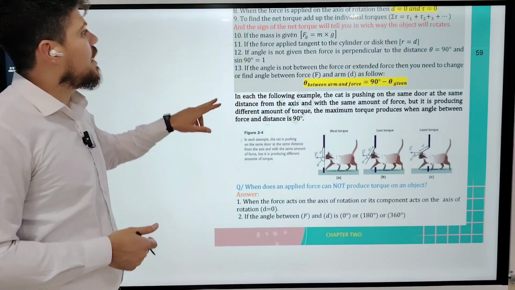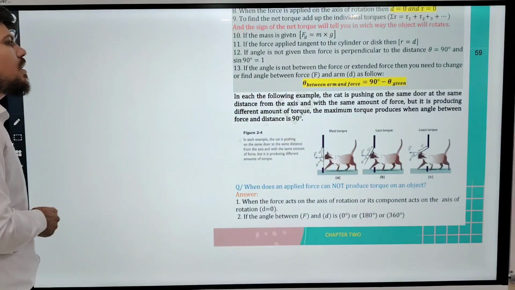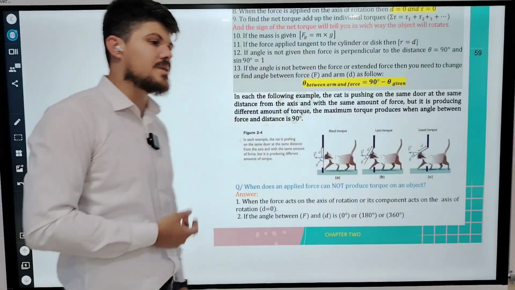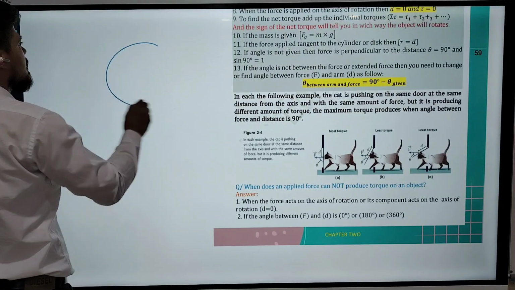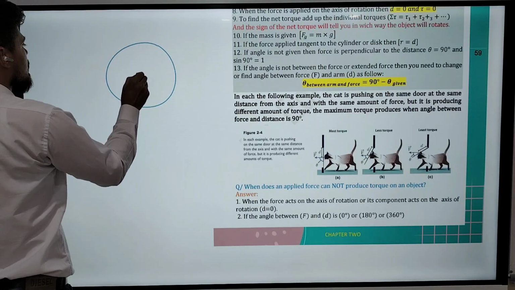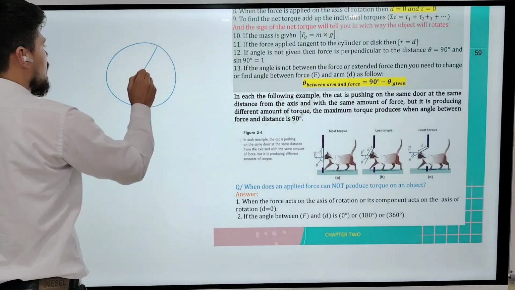Okay, if the force is applied tangent to the cylinder or disc, in that case R, which is equal to the radius of the cylinder or disc, is equal to the distance. For example, if you have a bicycle tire, what is this? This is a bicycle tire. Where is the axis of rotation of the bicycle tire? Located at the middle. Okay.